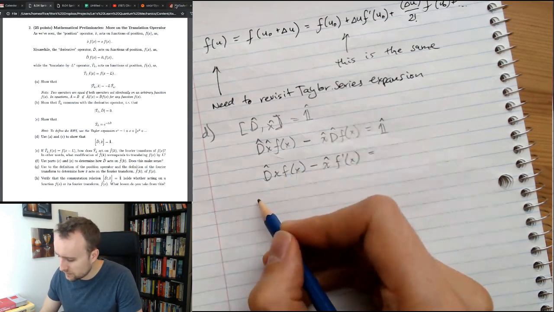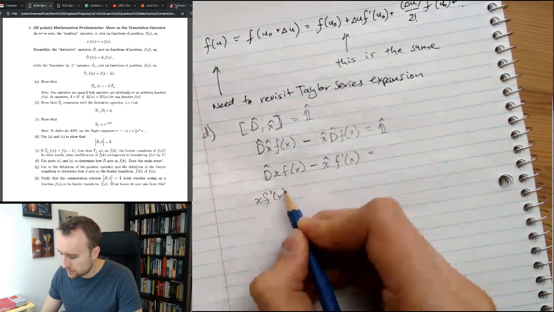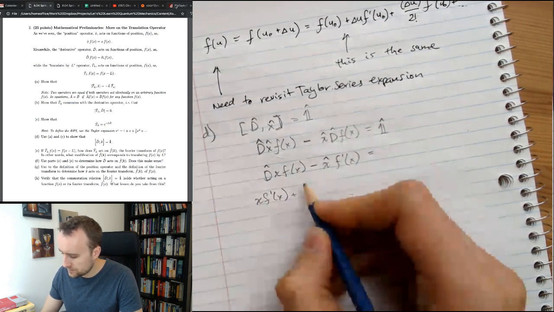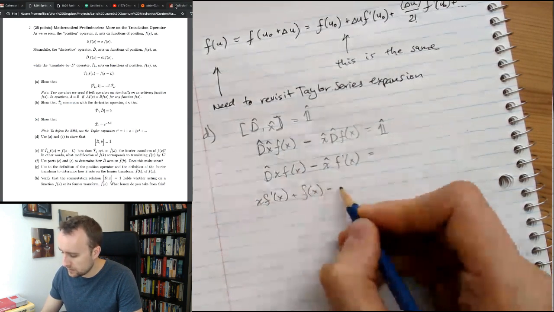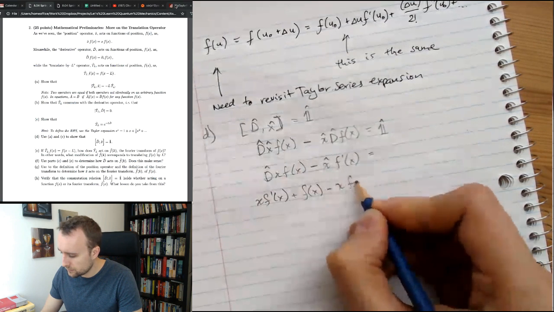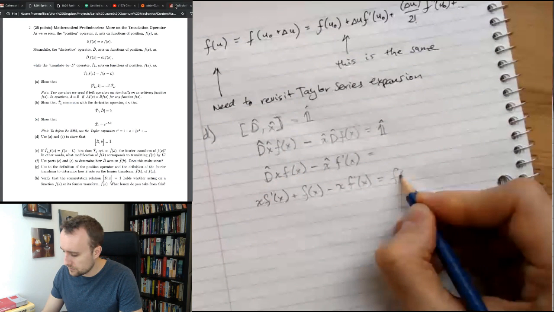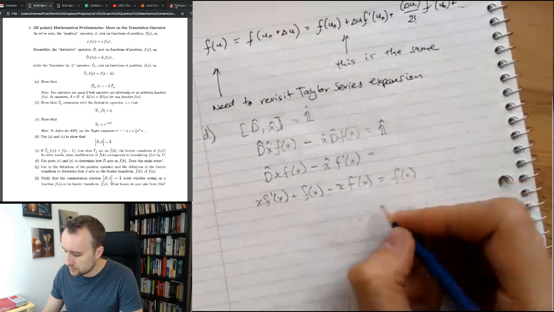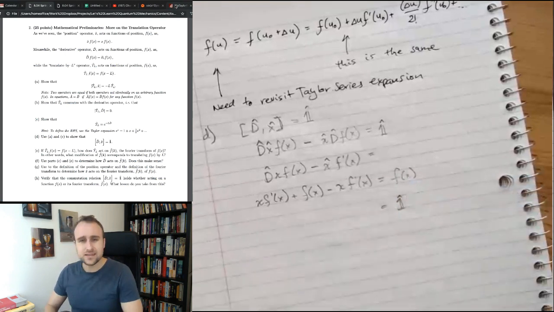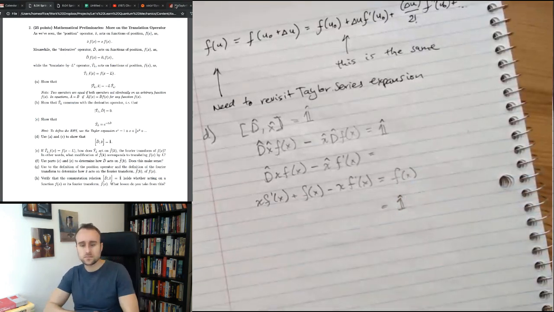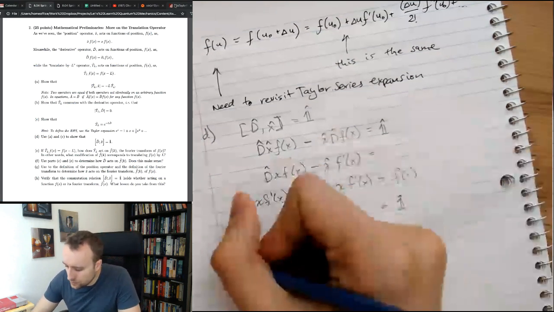I think we get this is equal to x f prime x plus f of x minus x f prime x equal to f of x. So this is equal to, I don't know why we needed C. All right, let's just go forward. E.